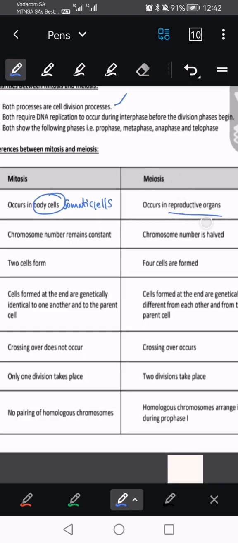Meiosis occurs in the reproductive organs. In mitosis the chromosome number remains constant; in meiosis the chromosome number is halved. Here, every cell is 2n, or diploid. Here, every cell is diploid, and here, every cell is haploid.